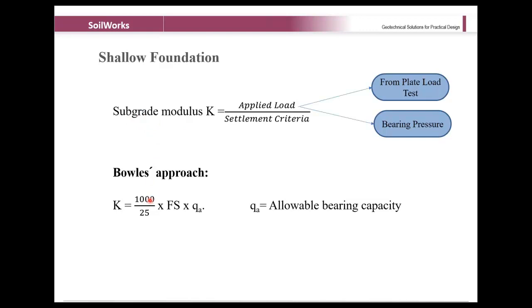And the other approach is the Bowles approach. What it basically does is it takes the allowable bearing capacity of your foundation, multiplies it by your safety factor and by 1000, and divides by 25. The 1000 is nothing but it considers the width of the footing as 1 meter, and 25 is your settlement criteria, that is 25 mm. So this is your Bowles approach.